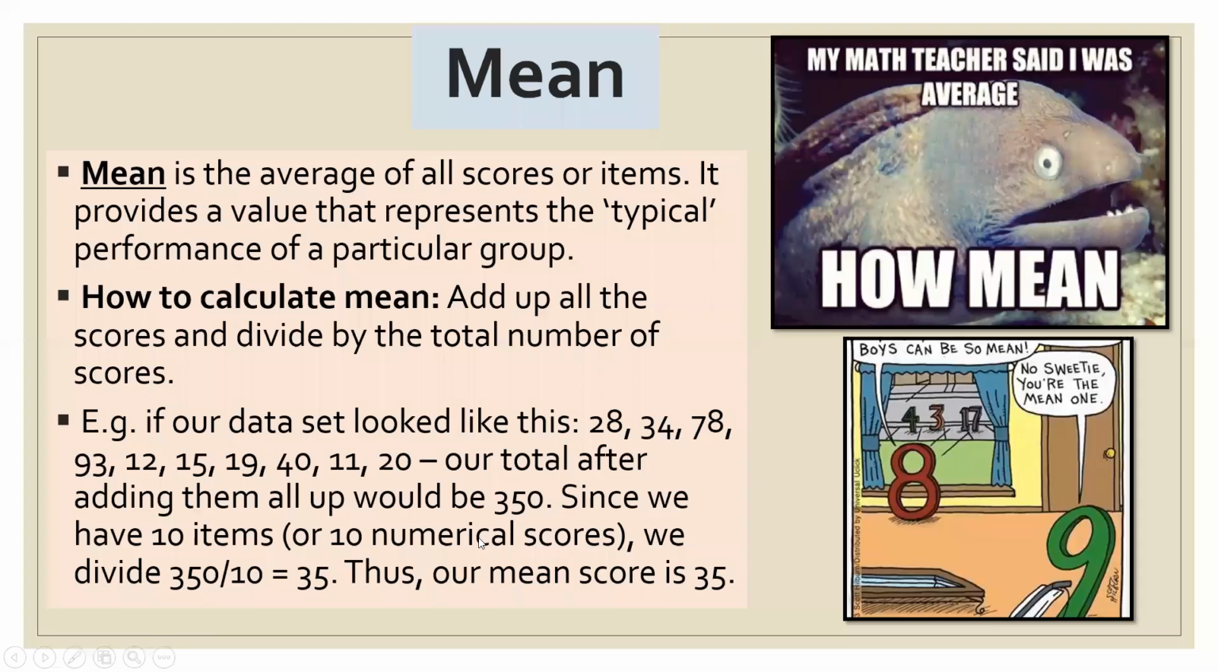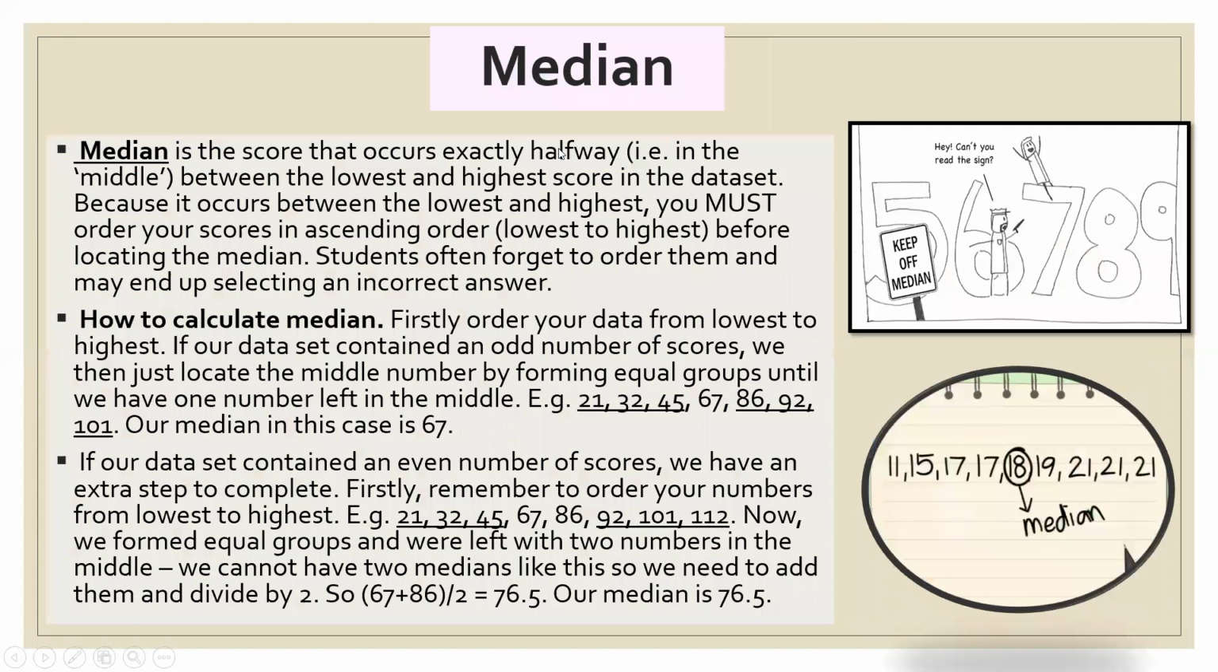Now, I've just put these definitions in for those of you who have forgotten what mean, median, and mode are, but I think it's pretty straightforward. Mean is the average of all scores or items. To calculate the mean, you add up all the scores and divide by the total number of scores you've got. I've put an example there to make it super clear. It's a really good summary indicator of what the typical results of the study were.